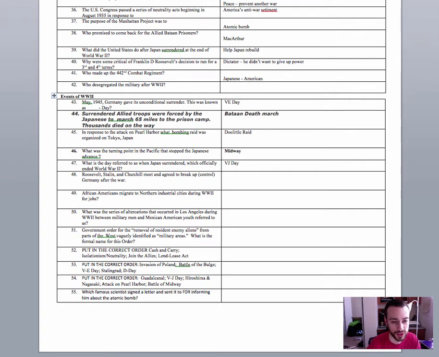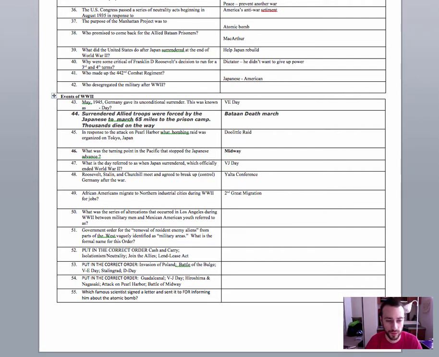Roosevelt, Stalin, and Churchill met to agree to break up control of Germany after the war. That's going to be the Yalta Conference. Number 49. African Americans migrate to northern industrial cities during World War II for jobs. This is the Second Great Migration.